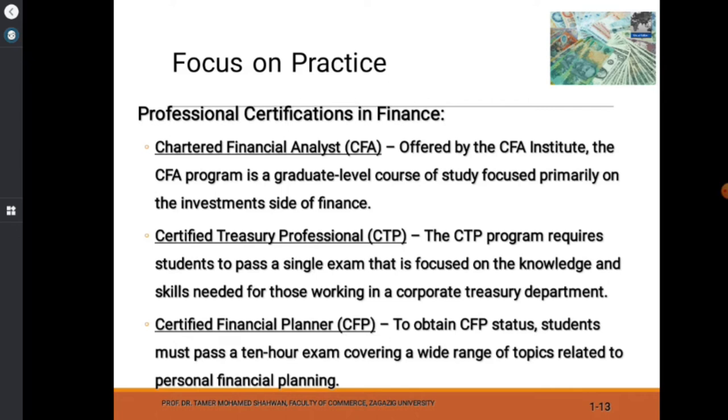Another type of certificate is the Certified Financial Planner. For the Certified Financial Planner, CFP, you are required to pass an exam of about 10 hours covering a wide range of topics related to personal financial planning.